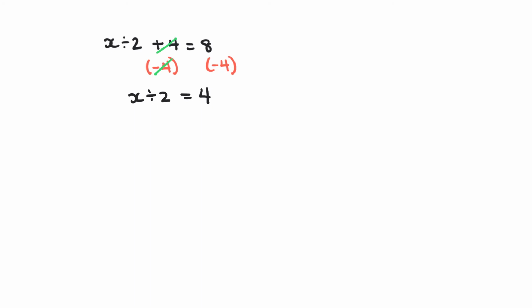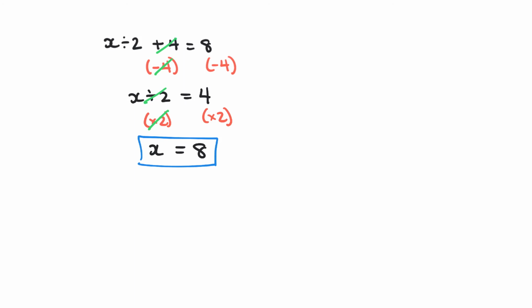Now the opposite of divide by 2 is times by 2. And so we will take both sides and times them by 2. The divide and the times cancel, leaving you with x equal to 4 times by 2, which gets us 8. And there's our solution. Okay?